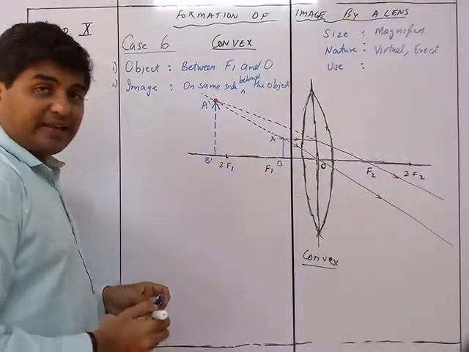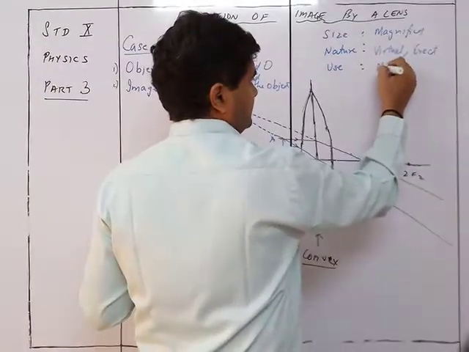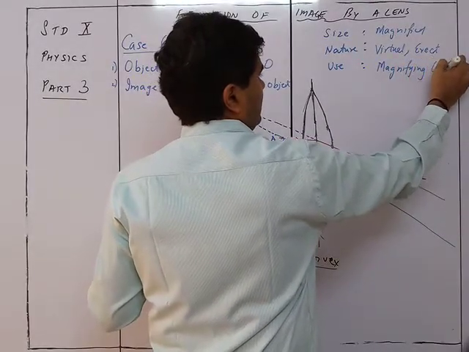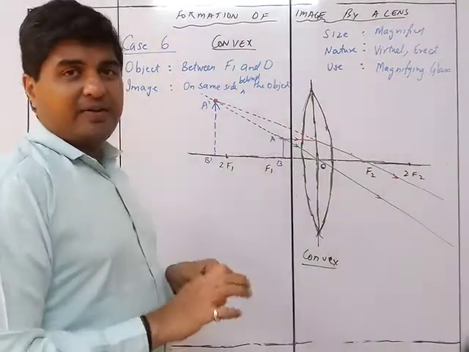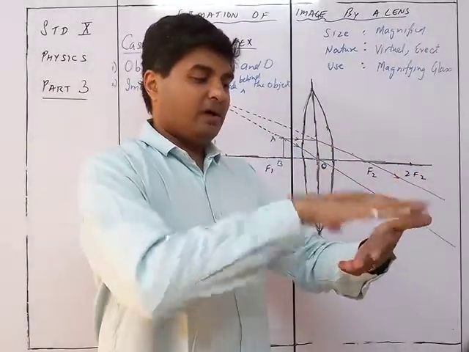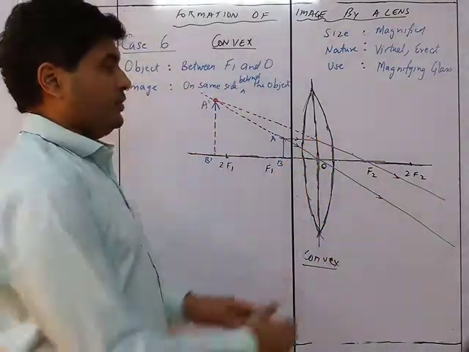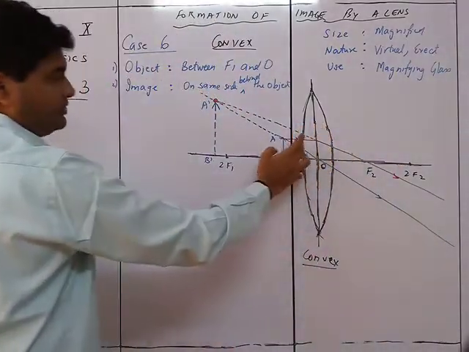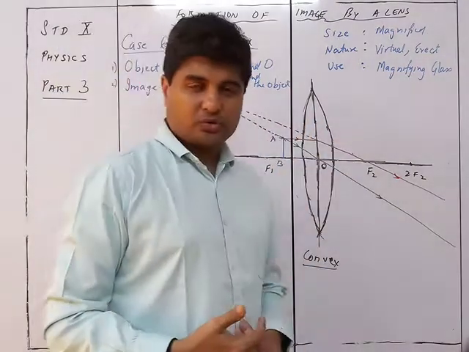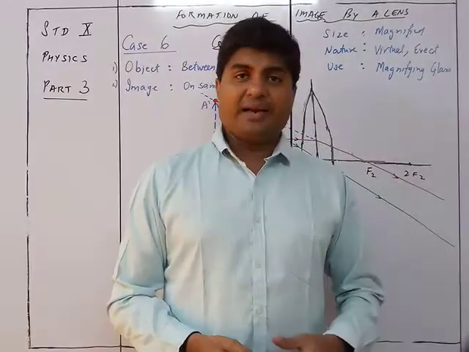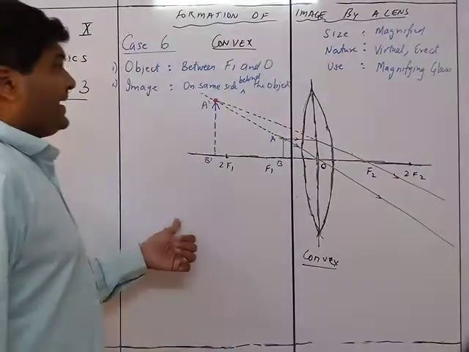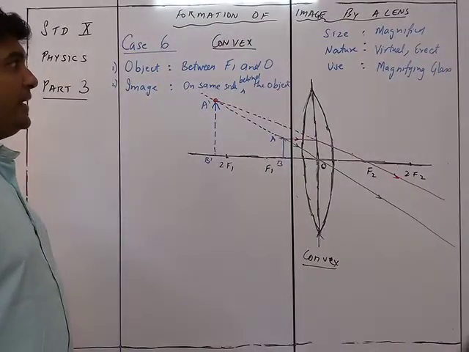And the use of this thing is magnifying glass. You use a magnifying glass, right? What happens in a magnifying glass? We have studied something here. You keep the magnifying glass over it, so the image is formed, a bigger one on the other side. Exactly what is it? You are looking from here. You are seeing the object. The object is here, but if you see a bigger object behind it, it looks bigger to us. So that is nothing but the magnifying glass. So image seen by a magnifying glass. That is the case 6 of the convex lens.